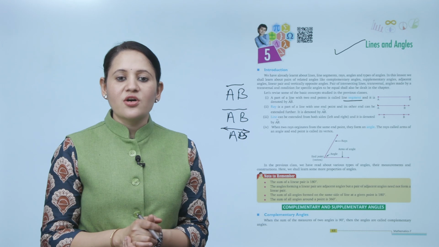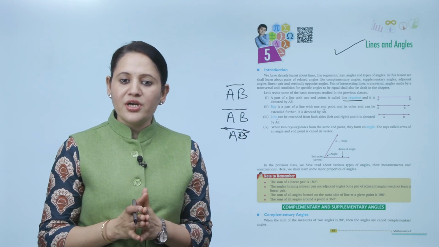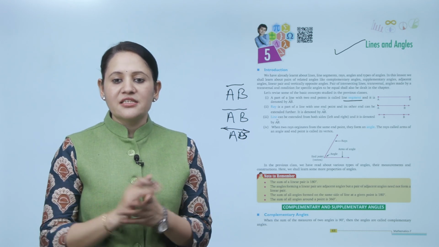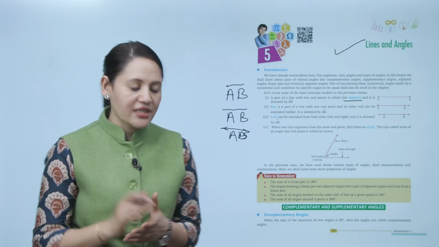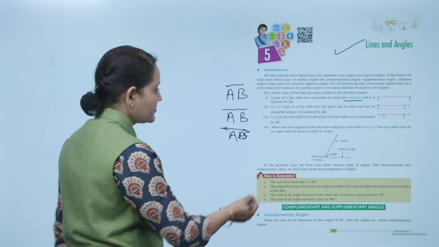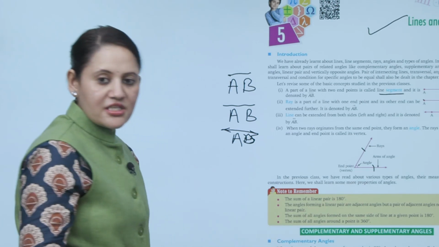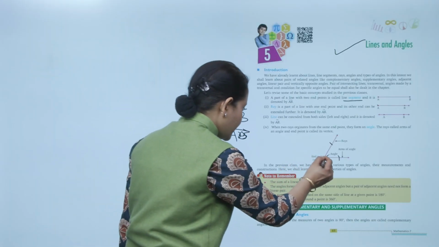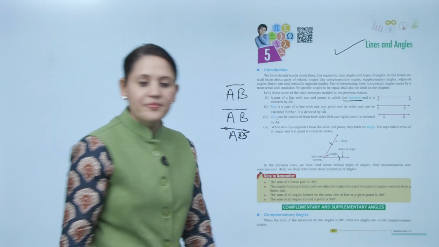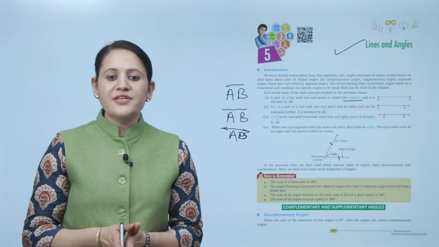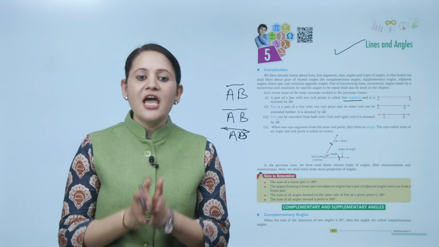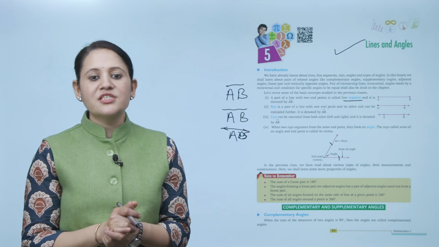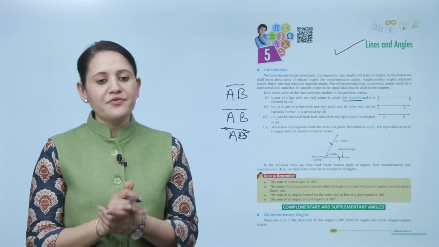When two rays originate from the same endpoint, they form an angle. The rays are called the arms of the angle, and the endpoint is called the vertex. Here, these are the two rays, they originate from the same point, that is the vertex. Clear? So, in the previous class, we have read about the various types of angles, their measurement and construction. Here, we shall learn some more properties of angles.